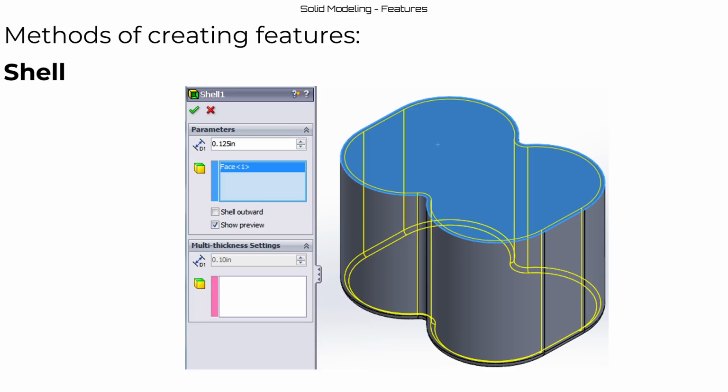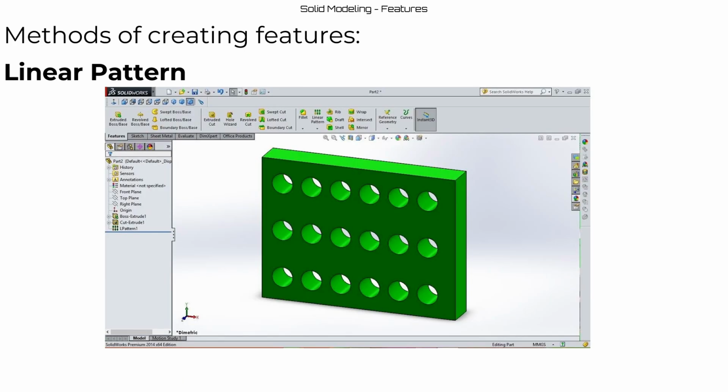So now we're going to move on to creating features. You have your shell feature, which takes a solid and basically empties it except for a certain distance. For instance, in this picture, it'll take out the interior of the solid, but it'll leave a 1/8 of an inch border around it, and that'll shell it.